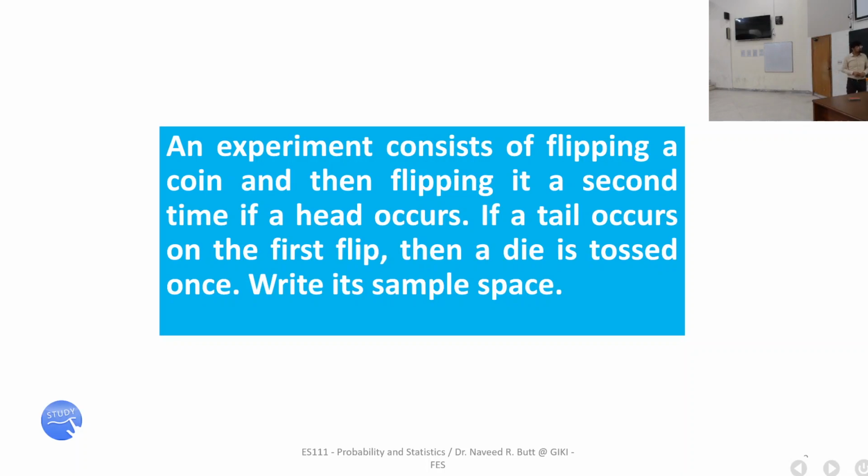An experiment consists of flipping a coin and then flipping it a second time. If a head occurs, ये क्या किया हमने? पूरा ये क्या है? Experiment. याद है? 5 steps of assigning probabilities. Define an experiment. ये हो गया define. हो गया. दूसरा step आपने करना. What's the second step? वो लिख दिया.